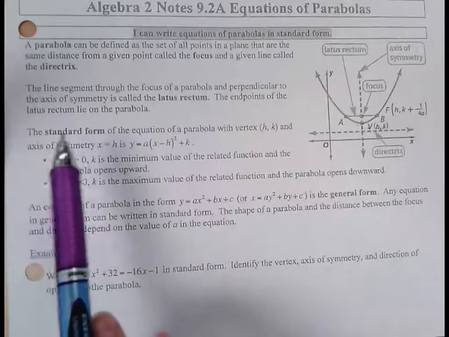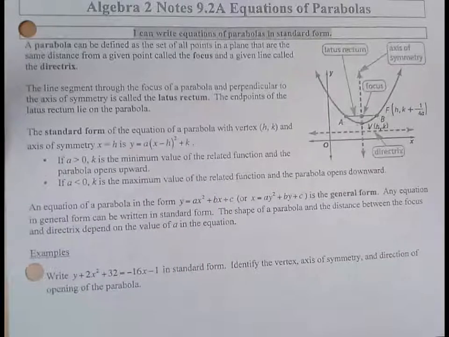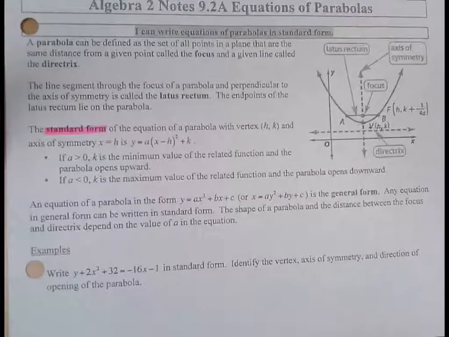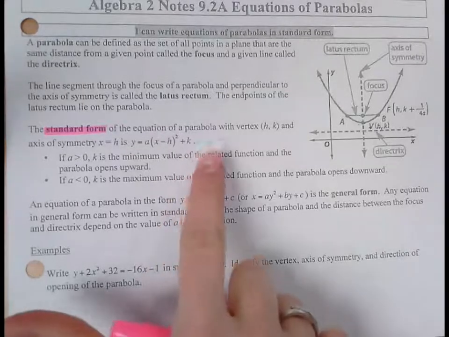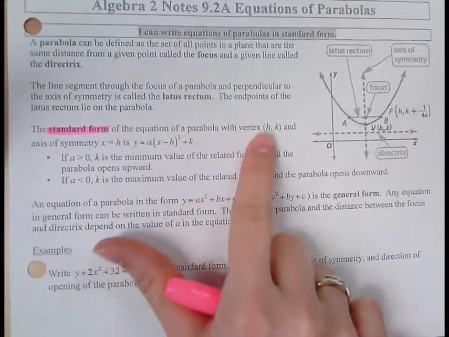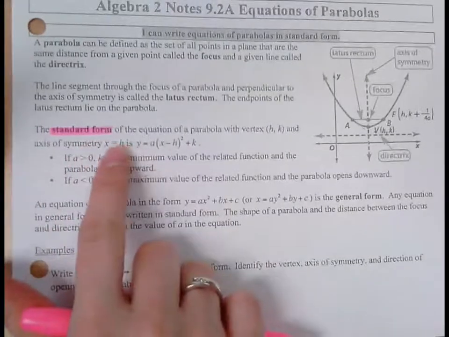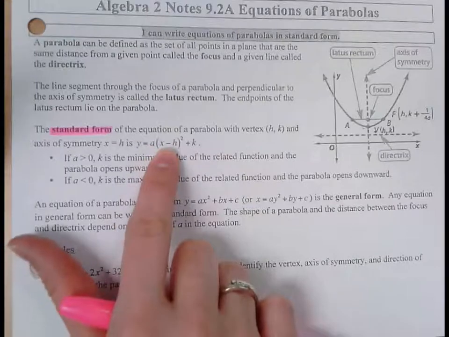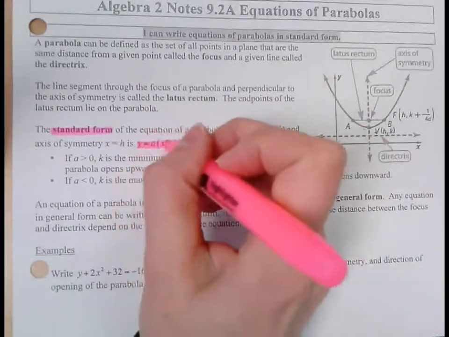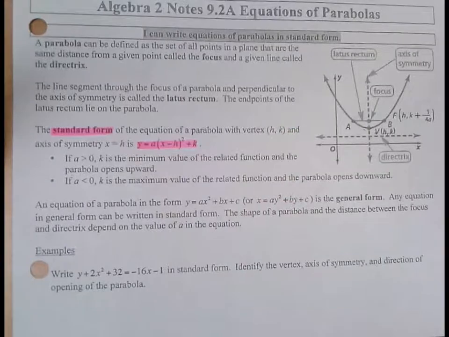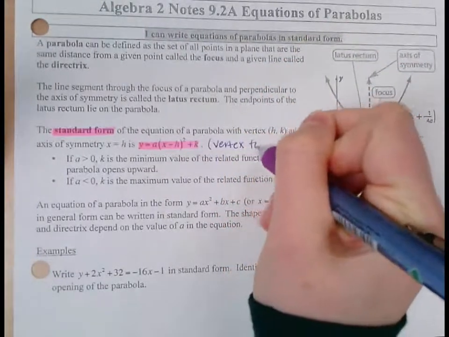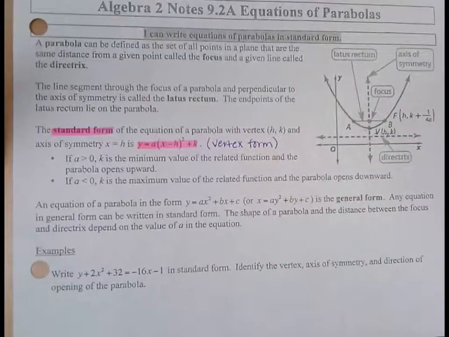And then we have the standard form of the equation of a parabola. So in this chapter, we do not work with y equals ax squared plus bx plus c. The standard form for a parabola in this chapter with vertex (h, k) and axis of symmetry x equals h is y equals a times the quantity x minus h squared plus k. So you have seen this form before in chapter 4. This was called vertex form. So it is a form that we have worked with.